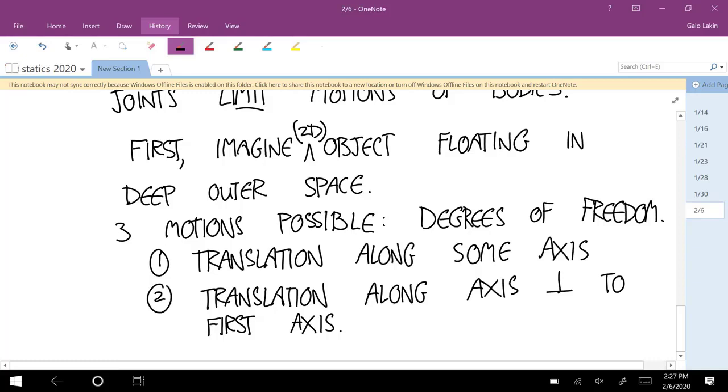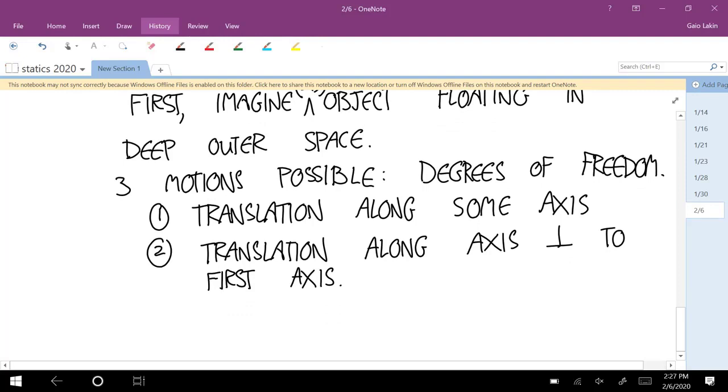And with those two, you're used to this idea from coordinate systems, you can translate it anywhere, no matter what your choice of the first axis was. If it's over here, you can move along this axis until here, and then down that way, you can get anywhere you want. And then the third one is this thing's orientation can change. This one is a rotation in the plane.